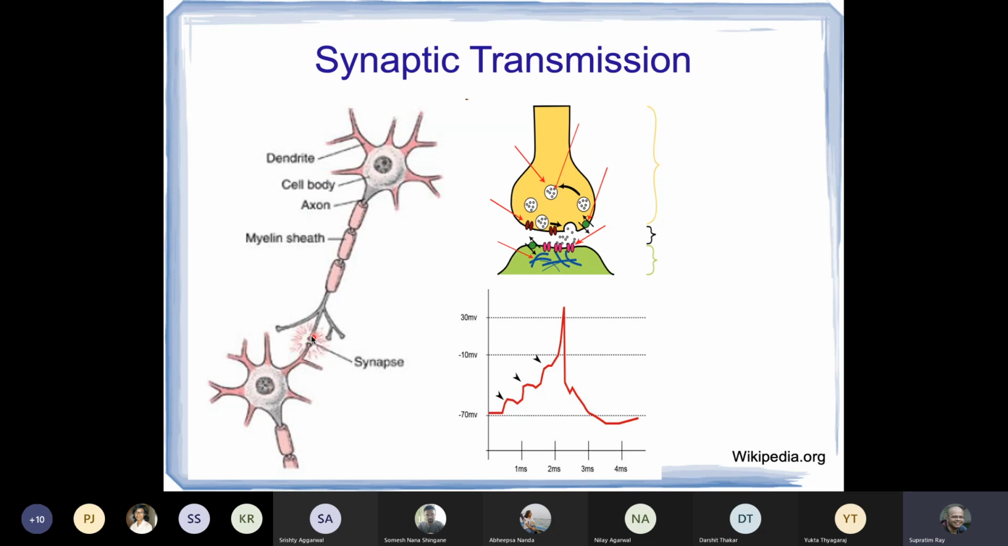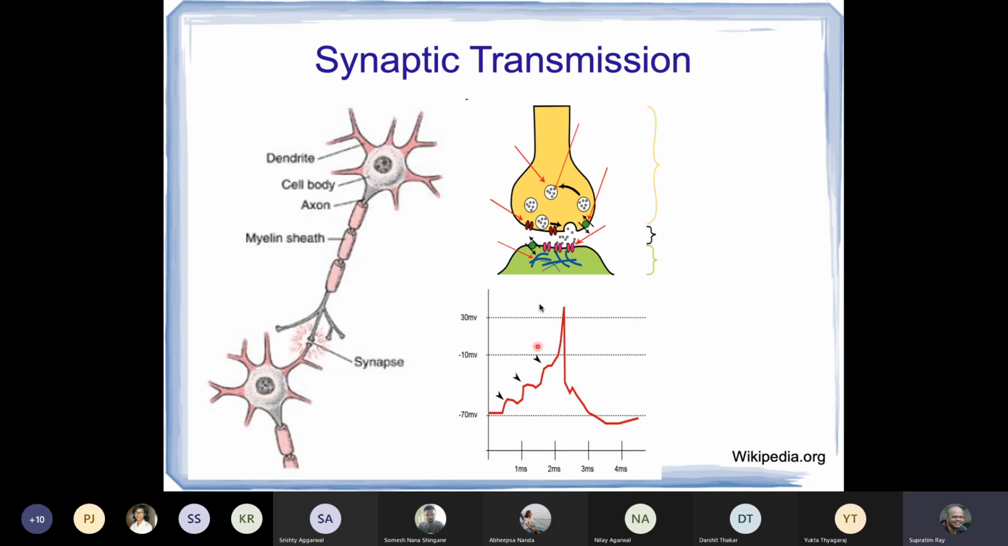So this guy is going to release some neurotransmitters, which are going to bind to the receptors on the dendrite of the other neuron. And this is going to lead to opening of some ion channels, and some ions are going to flow in, which will depolarize the next neuron. We have done all of this, right?